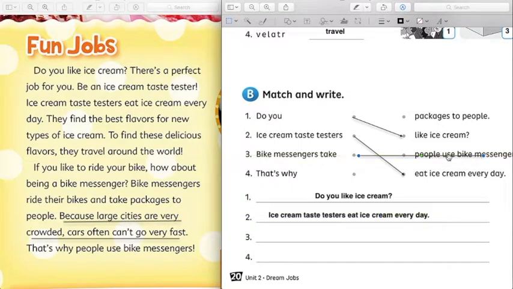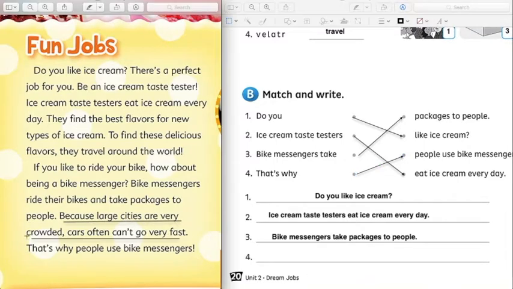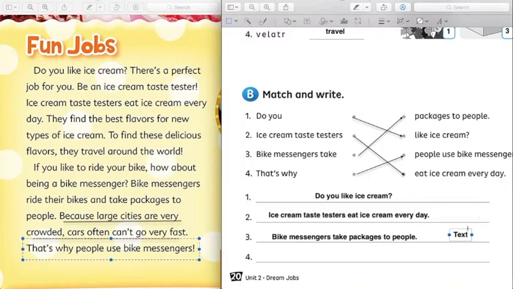So let's connect that to the correct one and write the sentence. So bike messengers take packages to people, period. Okay, good job. And the last one, we should already know because it's the last one remaining. So that's why people use bike messengers, which is our last sentence here. So let's go ahead and write that down, and we can go ahead and move on.